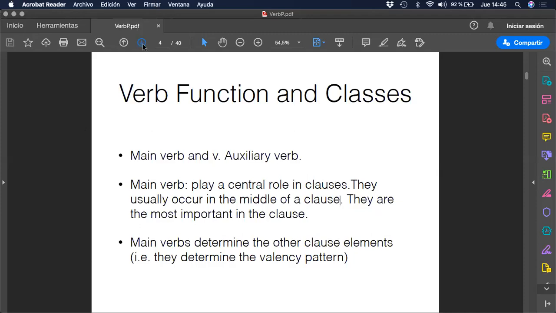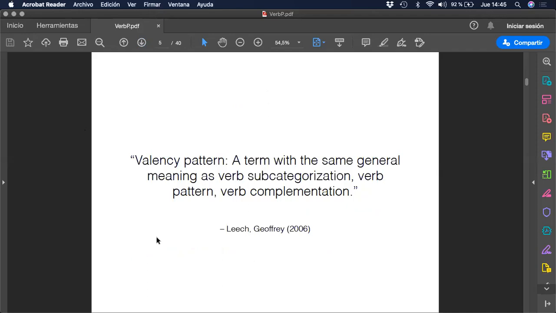Valency pattern. Then what's the valency pattern? The valency pattern is a term with the same general meaning as verb subcategorization, verb pattern, or verb complementation. This is important because you might want to go into other grammars, into books, and then you will not find the term valency pattern, right? You might find verb subcategorization or verb pattern or verb complementation, okay? But they all refer to the same idea.